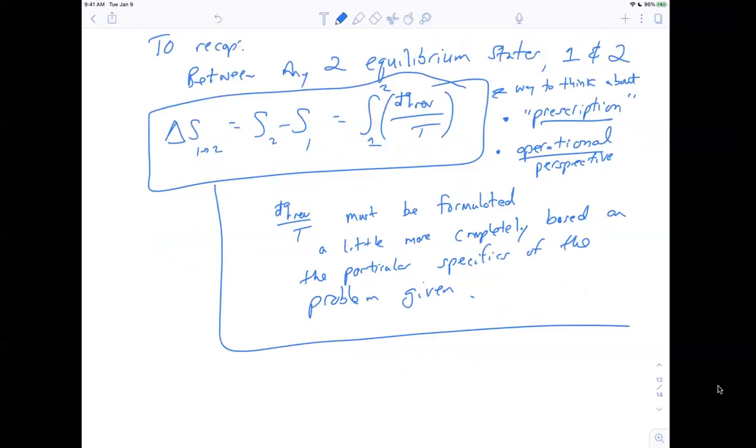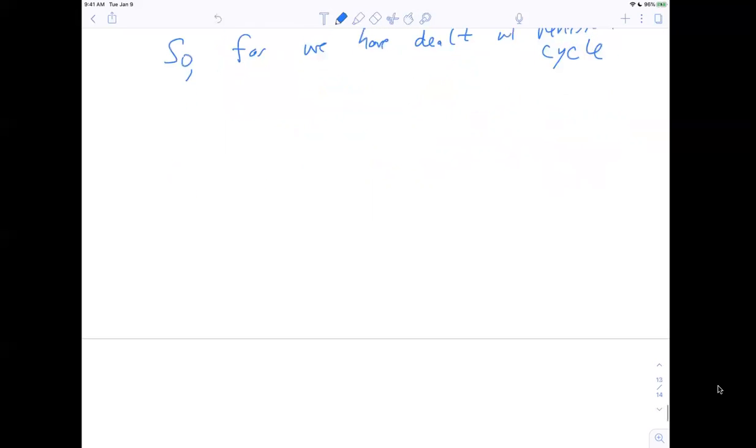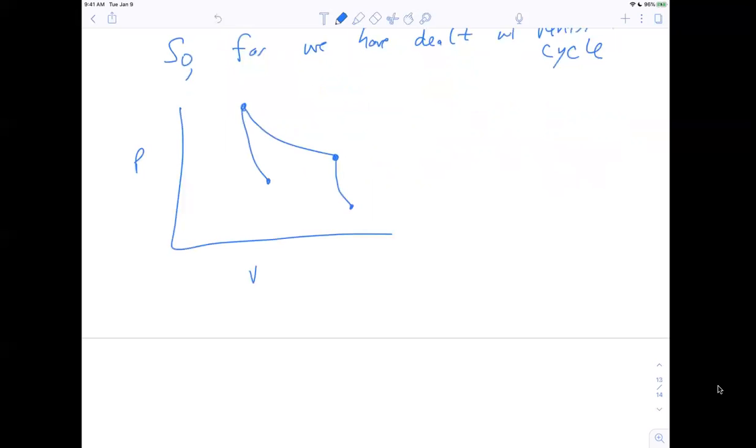Now, so far, we have dealt with the reversible cycle. Okay, so the Carnot cycle is reversible. What I'm going to do now is introduce irreversibility to see what the consequences of that are. Okay, so 1, 2, 3, 4. And we go this direction, this direction, this direction, this direction.